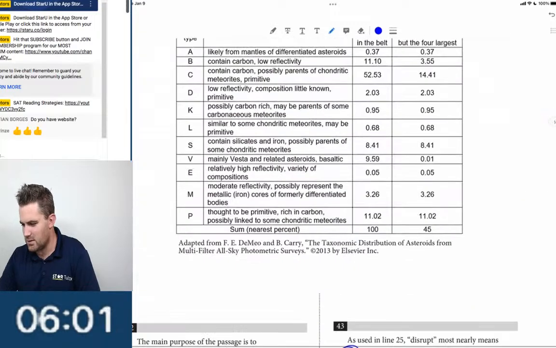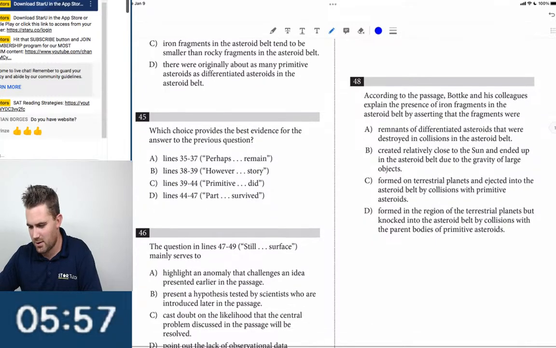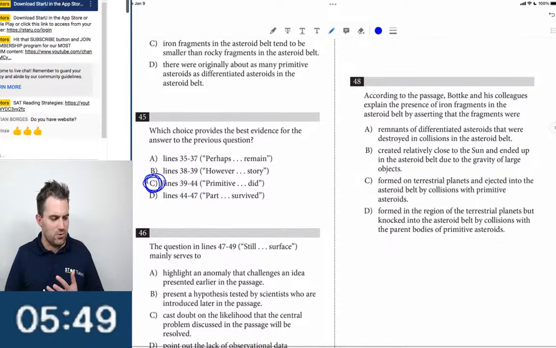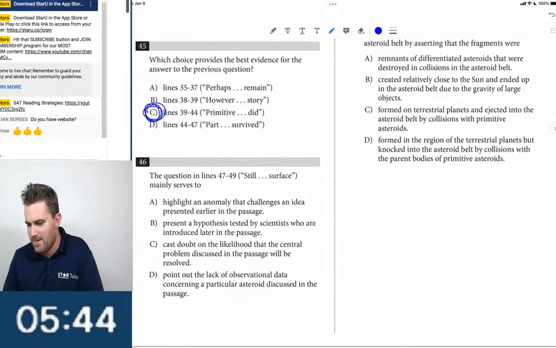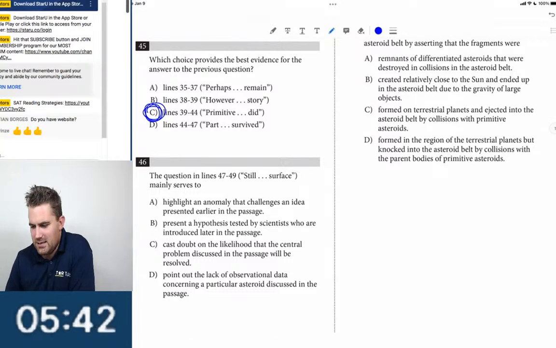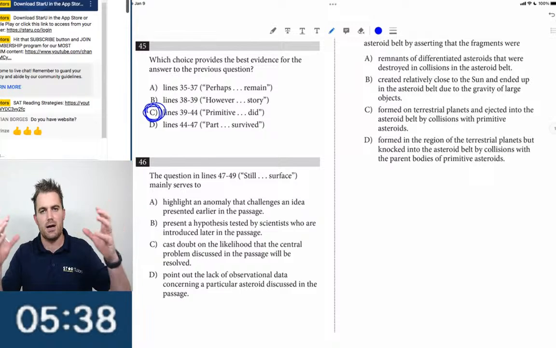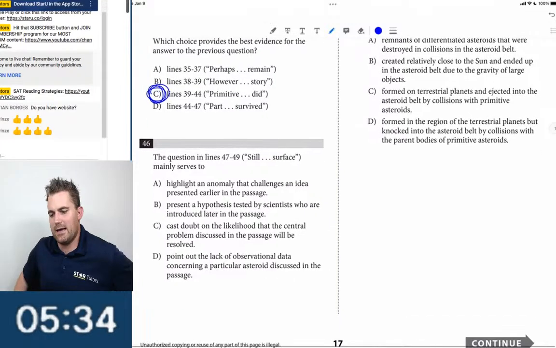Does everybody see that? Guys, when I was reading this, I do remember them talking about that. Yeah, it's right here, line 40. It's definitely right before that. Does everybody remember that? This is a really hard passage to read. I don't envy anybody that had to finish with this passage. But I think that one's got to be C, because they talked about the iron core, right? As the other rocks broke off, why do we still have so many primitive ones? That explanation doesn't make sense if that was the case.